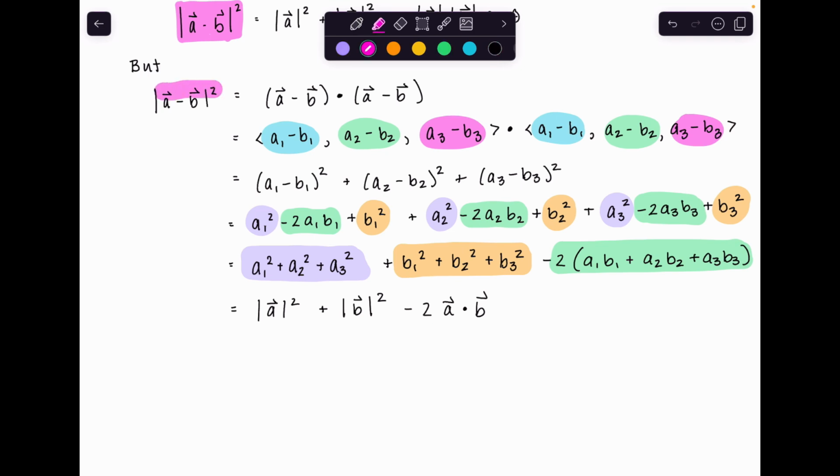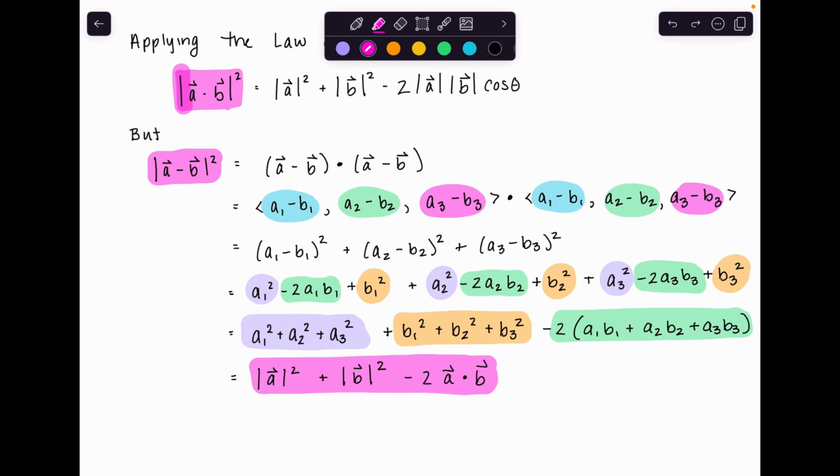So in a sense, you can think of it as FOILing out, because you get A dot A, which is the magnitude of A squared. You get minus B dot minus B, which turns into positive B squared. And then you've got minus A dot B minus B dot A. It really gives you two of them. So it's really like you've just FOILed this out in a sense.